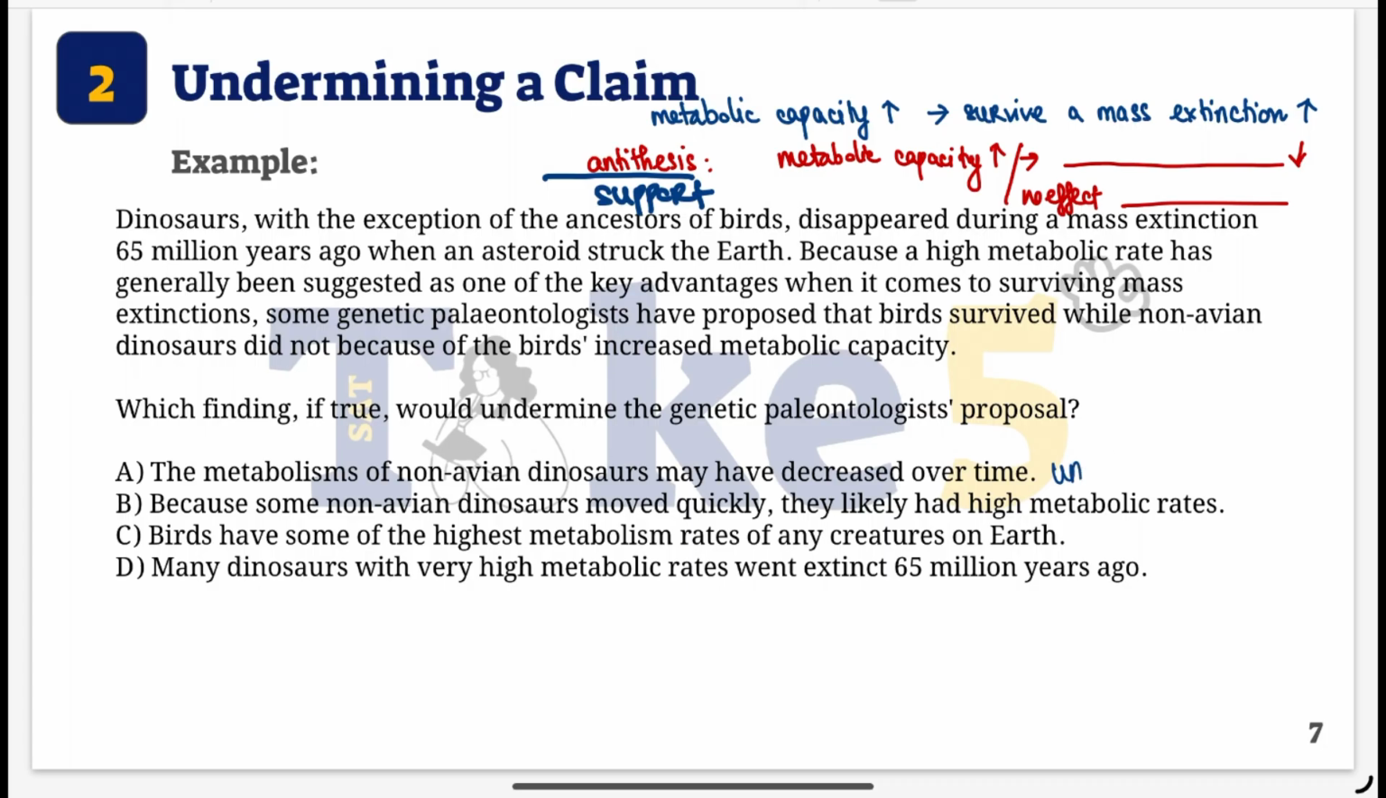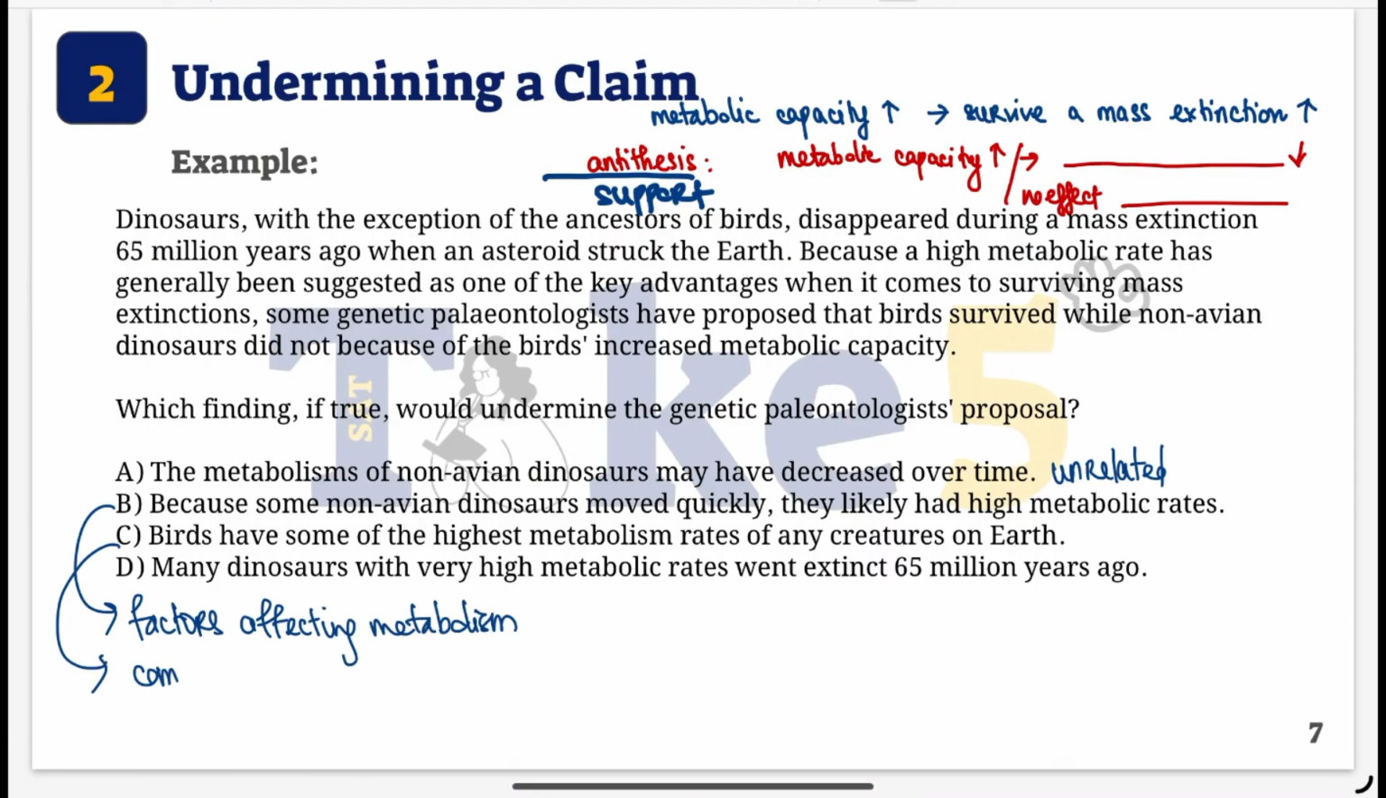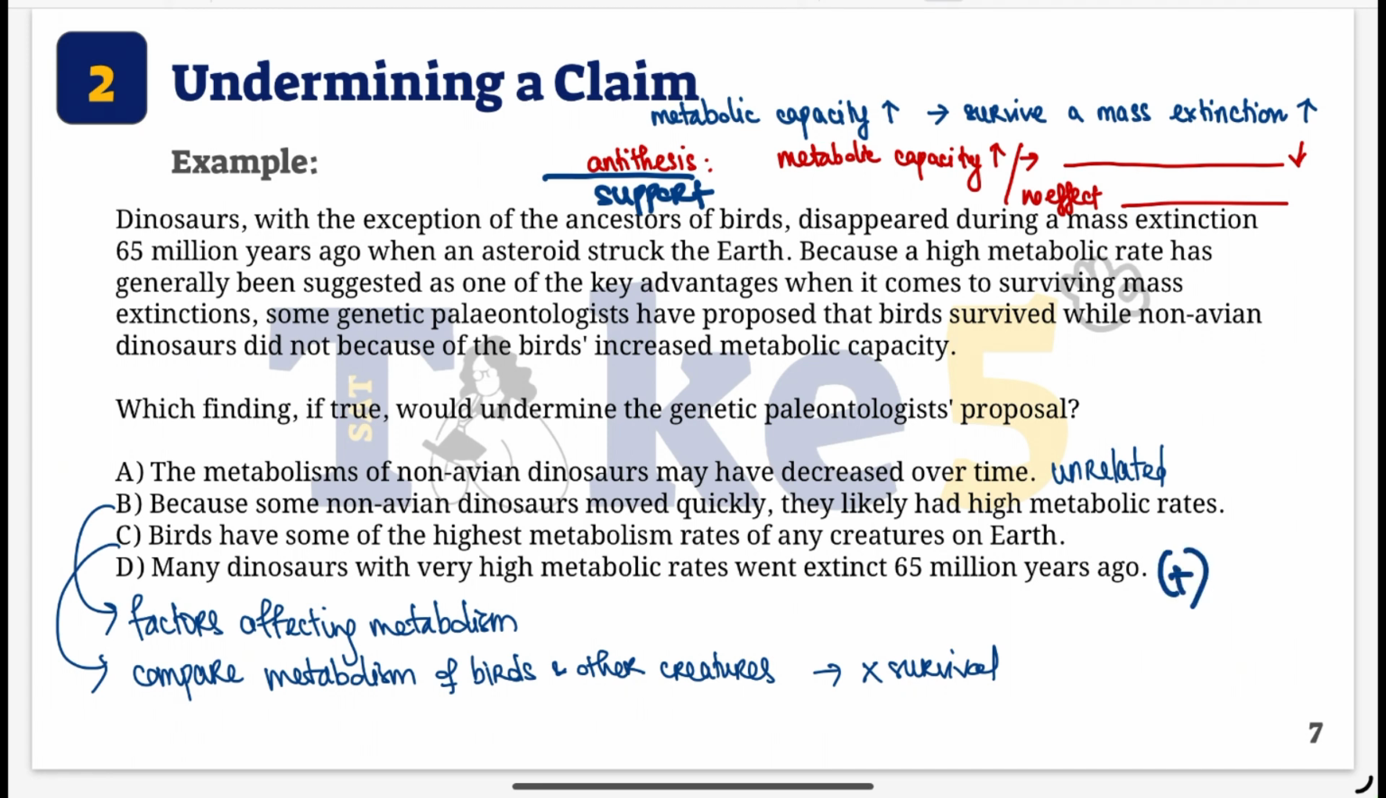A is unrelated to this relationship of metabolism and survival. B talks about factors affecting metabolism, also unrelated to the correlation of metabolism and surviving a mass extinction. C compares the metabolism of birds to other creatures, also unrelated to survival. D is the only answer that supports our antithesis, giving a specific example of creatures with high metabolism that still did not survive extinction. So this must be the correct answer.